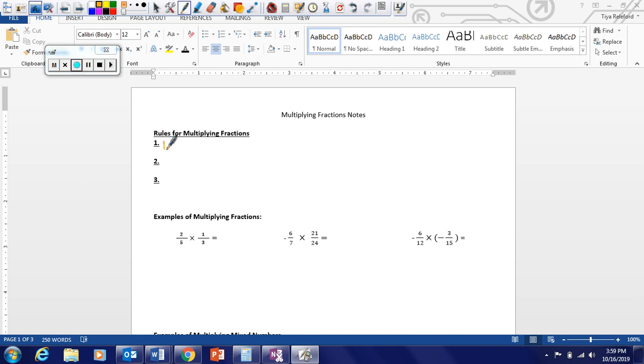First, you're going to make improper fractions. Then you are going to multiply across. And then you are going to simplify.